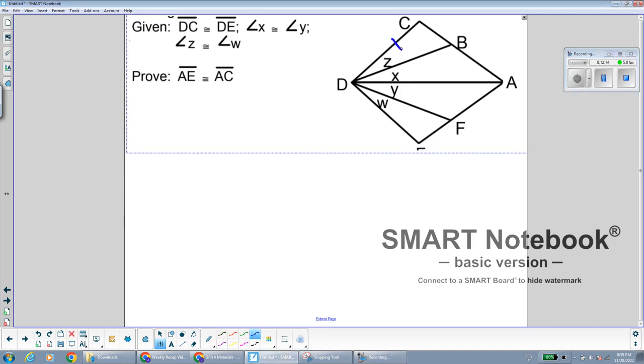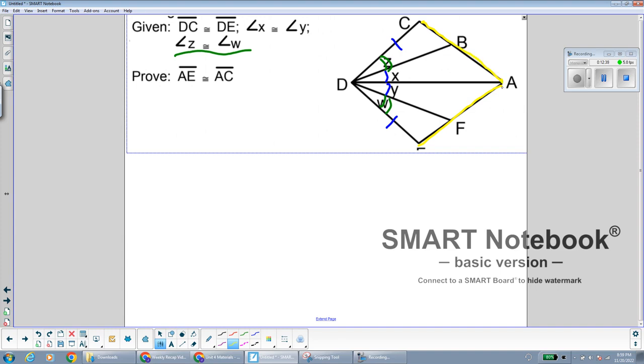Okay, here once again, we're going to mark the diagram. So we know that DC is congruent to DE. We know that angle X is congruent to angle Y. And we also know that angle Z is congruent to angle W. And our goal is to prove that AE is congruent to AC. So AE is right over here, and AC is right over here.